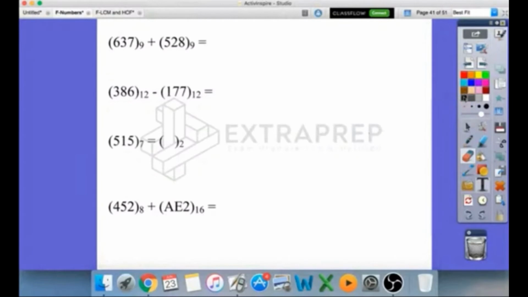Now let's look at the third question. 515 base 7 should be converted into binary. As I already told you, decimal acts as the bridge. So first you'll have to convert that into decimal and then into binary. So 515 base 7. This is 7 power 0, this is 7 power 1, and this is 7 square. That's equal to 5 into 7 square is 49 plus 1 into 7 plus 5 into 1.